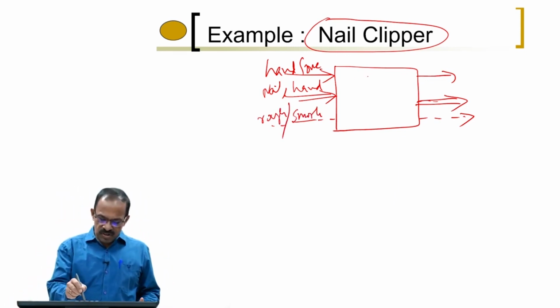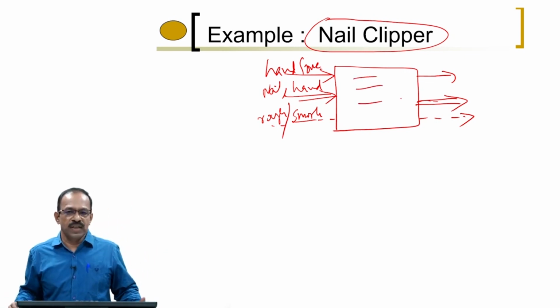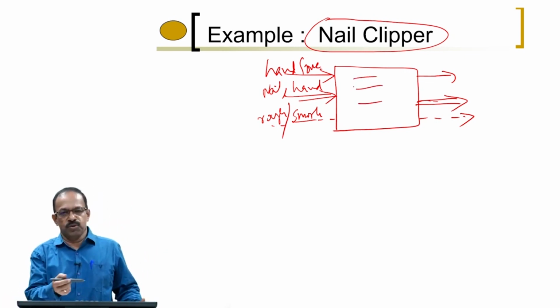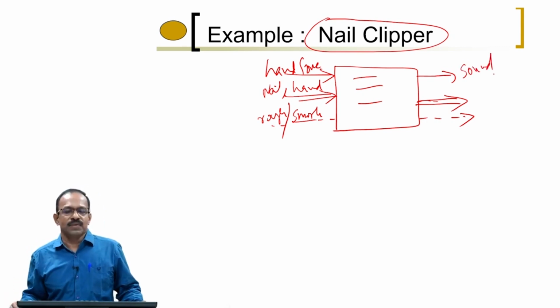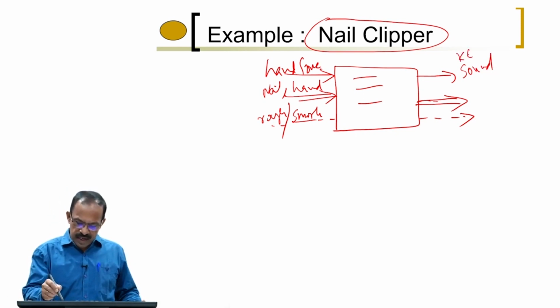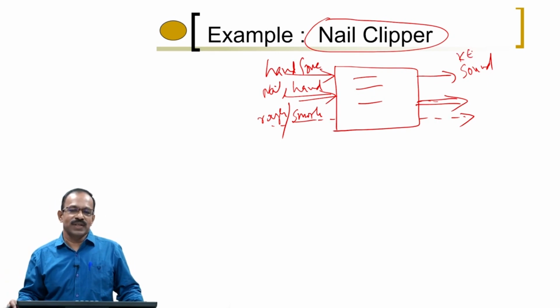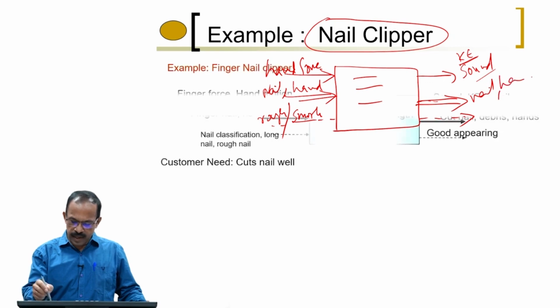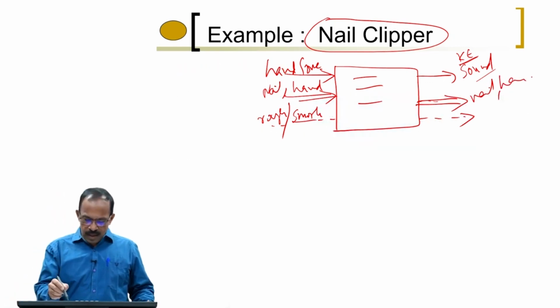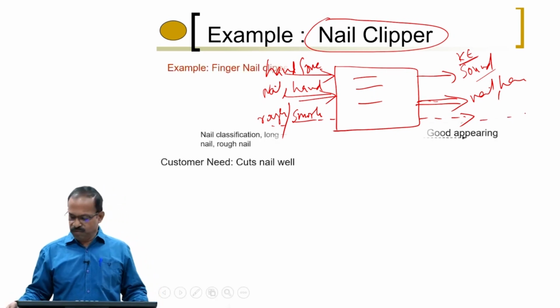Here the main function is to smoothen or shorten the nail. That is the main function. You shorten the nail or you smoothen the nail edge, and the output here will be, maybe, sound as one energy that will be coming out, and sometimes the kinetic energy of the nails flying out after cutting the nail. So there can be a kinetic energy output and a sound output, and then the nail will be out, and the hand also. And of course, the signal will again be whether it is rough or smooth.